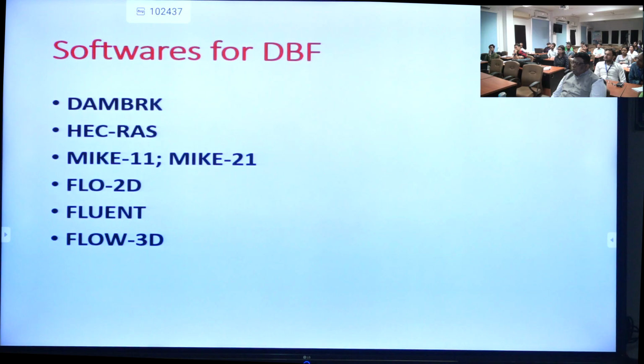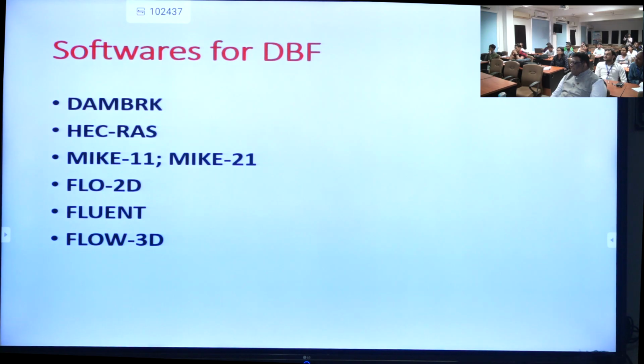So next, these are some popular softwares. DAM and V.G.K are very popular, free again. HEC-RAS is free. I11, I21 is commercial software, I series IC, now it is available in IC. Flow2D is again free software, very popular in US.